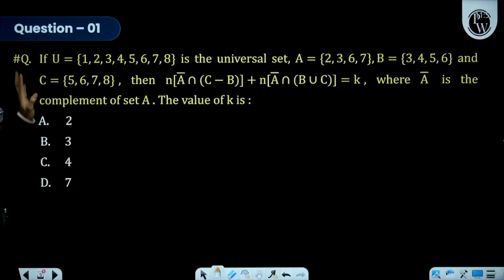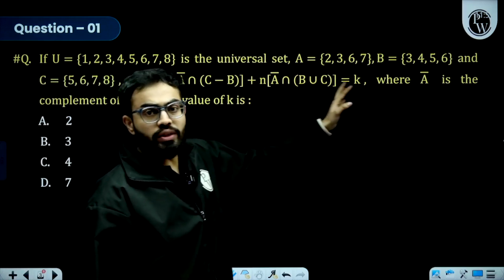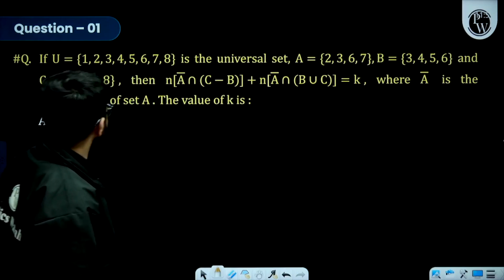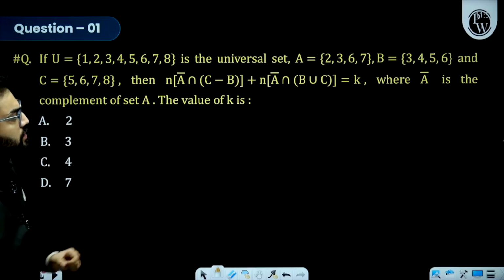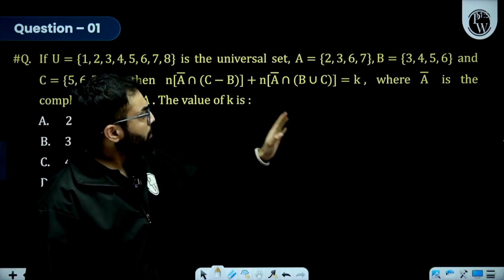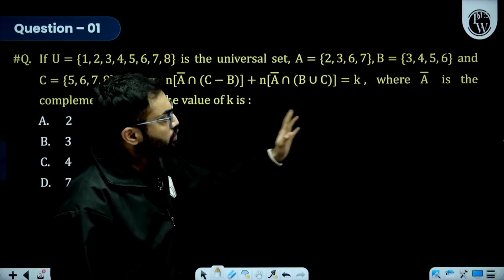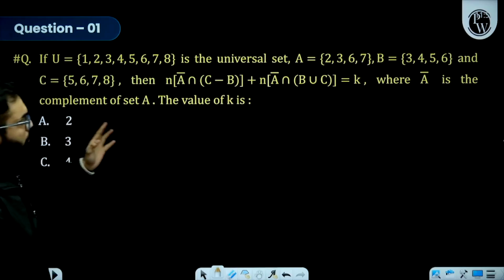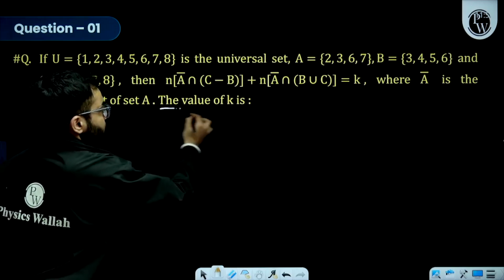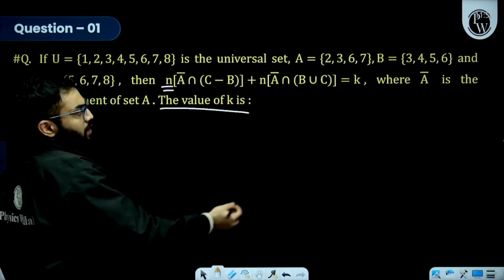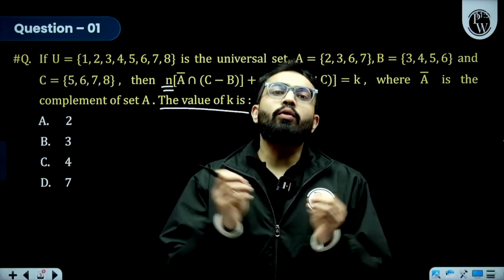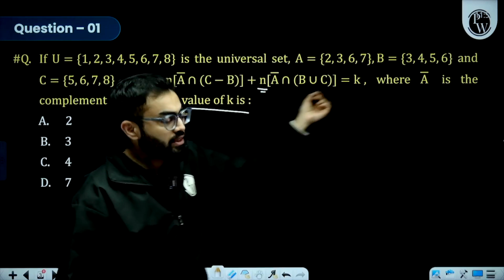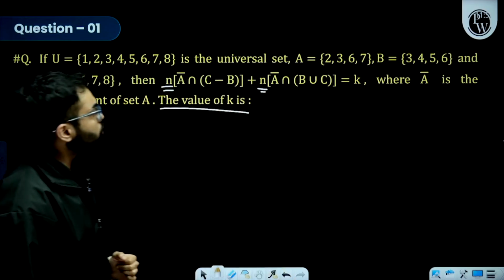Here it is saying that if U = {1, 2, 3, 4, 5, 6, 7, 8} is the universal set, set A contains 2, 3, 6, 7, B contains 3, 4, 5, 6 and C contains 5, 6, 7, 8, then n(A complement ∩ (C − B)) + n(A complement ∩ (B ∪ C)) equals K, where A complement is the complement set of A, then the value of K is. So guys, if n is written over here, this basically means cardinality, or the number of elements in the respective set. So the sum of elements in these two respective sets is given to us as K. Okay, so how can we solve it?